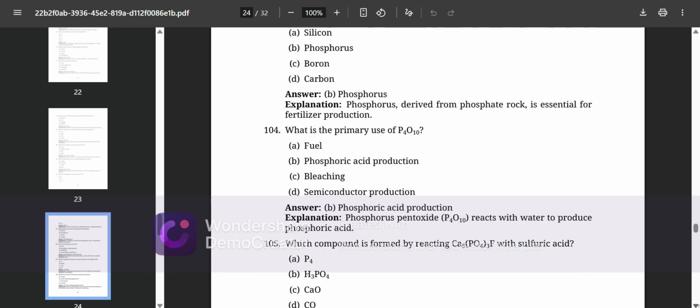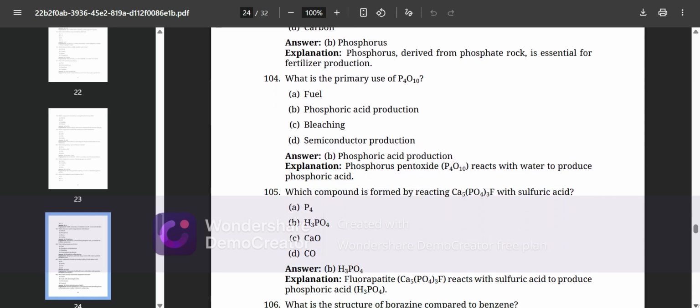What is the primary use of P4O10? Phosphoric acid production. Phosphorus pentoxide P4O10 reacts with water to produce phosphoric acid.